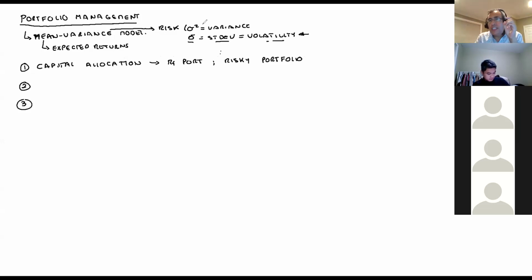I don't care what is inside the risky portfolio. This is my capital allocation decision. I only have 2 options. I have my risk-free portfolio, this is RF, and I have my risky portfolio. And I will decide how to put my money in between these 2 guys. This is what is called capital allocation. Then the next step is going to talk about asset allocation.